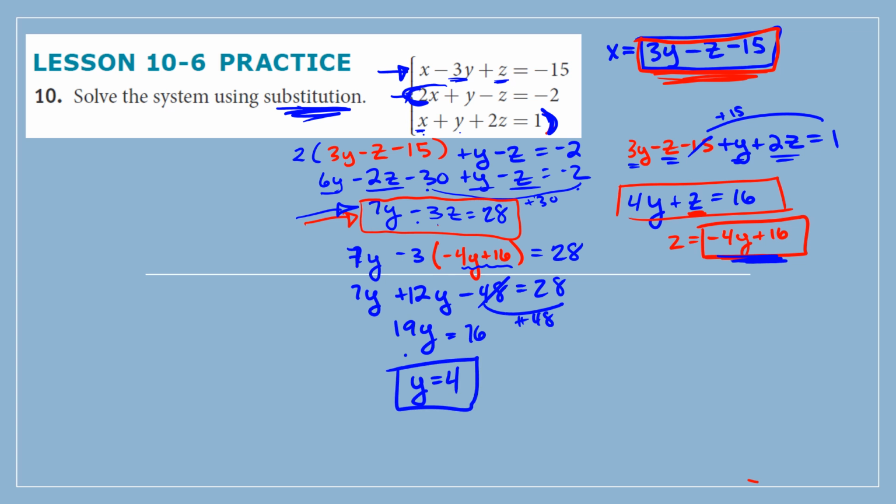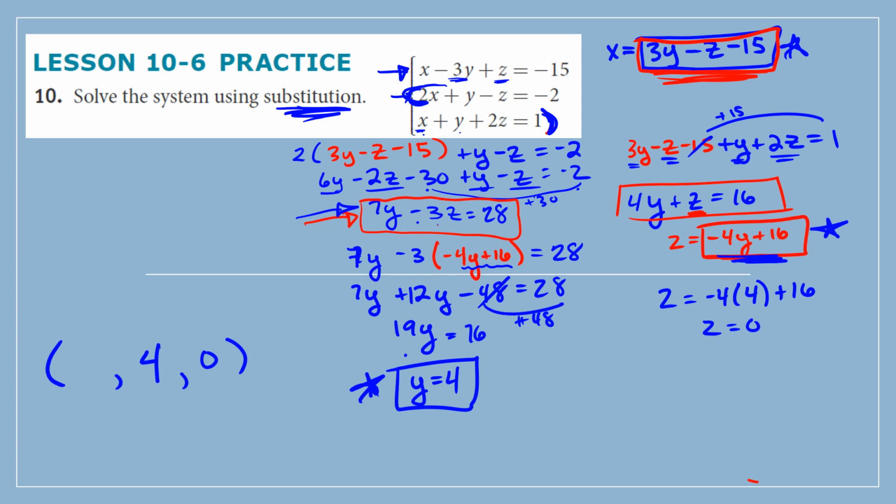Once you get one variable solved, all right, here's our solution. We don't know what x is yet. We don't know what z is yet, but we know that y is 4. And we come right back to these here. We know z is negative 4 times y plus 16. So z equals negative 4 times 4 plus 16. So z is going to equal negative 16 plus 16, which is 0.